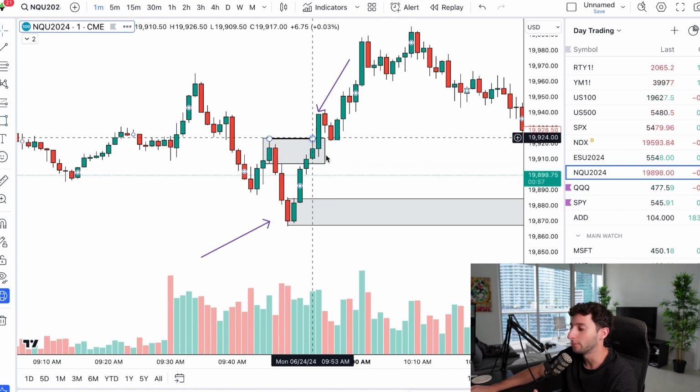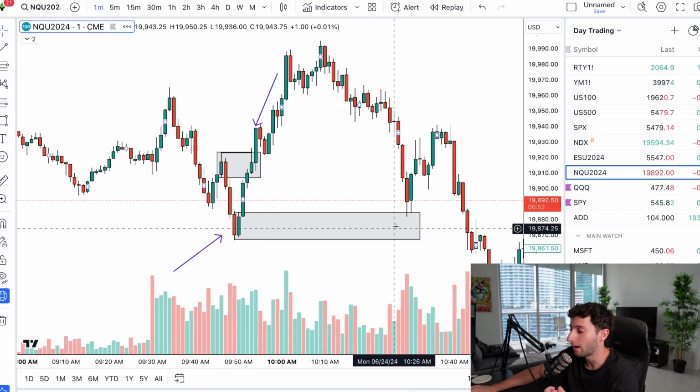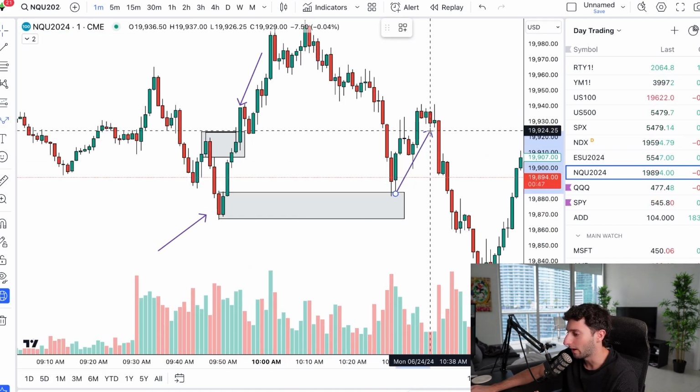Price gets above it, so now we know that this demand zone is going to be in control, and it's a solid demand zone that we want to be looking to buy at when price comes down to it. You can see we got a pretty good scalp off it for about, I don't know, like 50 points or so.